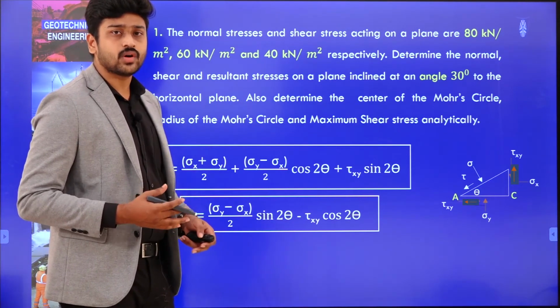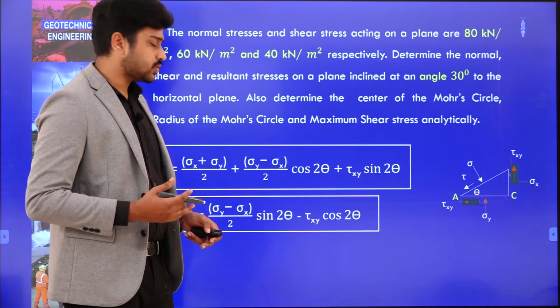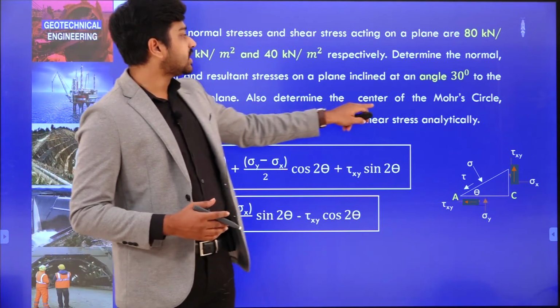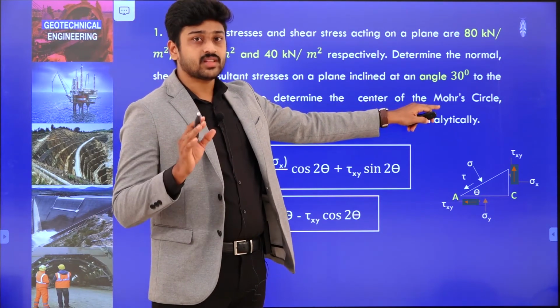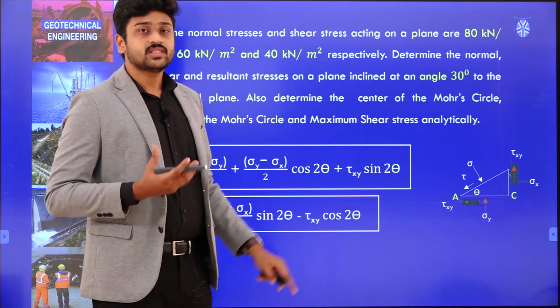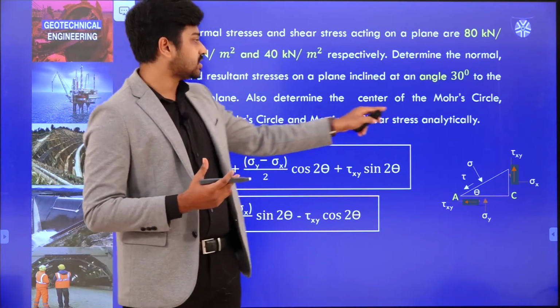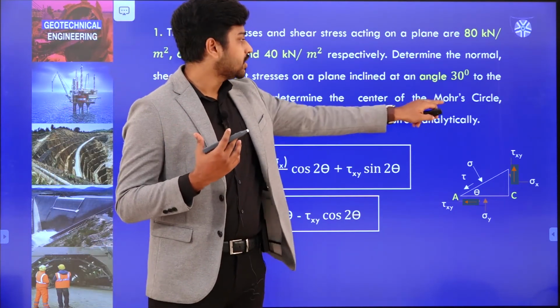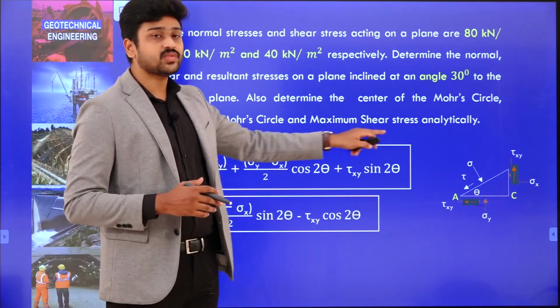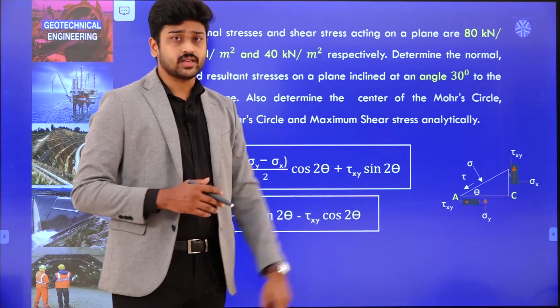R is equal to root over sigma square plus tau square. Now, apart from this, it is also asked to determine the center of the Mohr circle. See, in the previous question itself I have discussed, sometimes it may be asked to find out the center of the Mohr circle. So, using these expressions we have to find out the center of the Mohr circle and the radius of the Mohr circle as well as the maximum shear stress analytically.